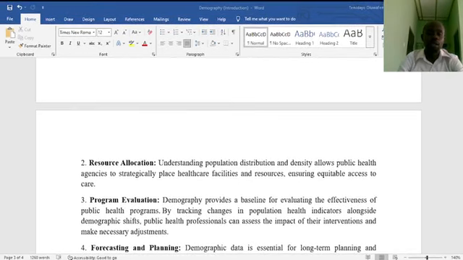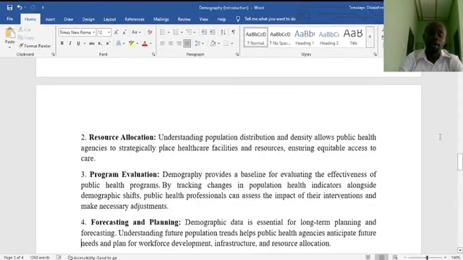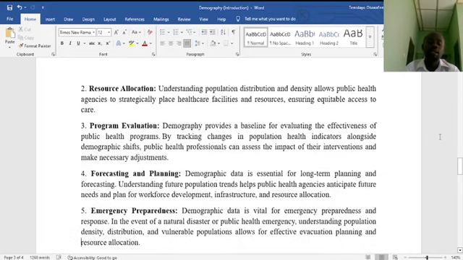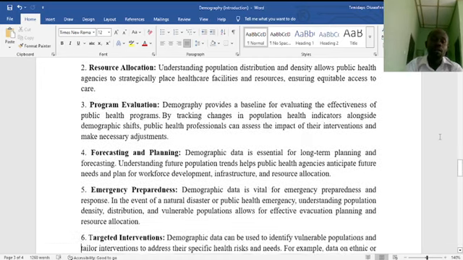Demography also helps in program evaluation. It provides a baseline for evaluating the effectiveness of public health programs by tracking the change in the population health indicators alongside demographic shifts. When you talk about health indicators, those are some components in the population that show how healthy they are or show their response to some of the interventions that are being professed.